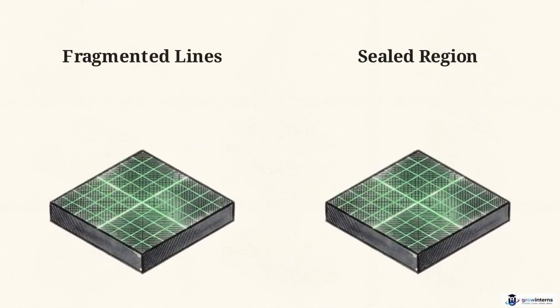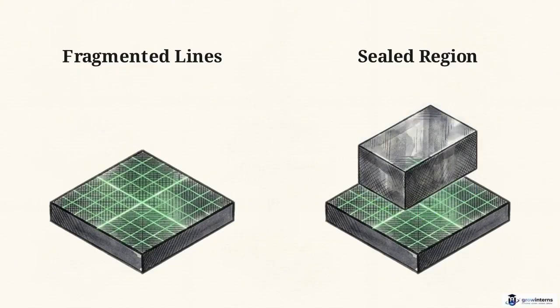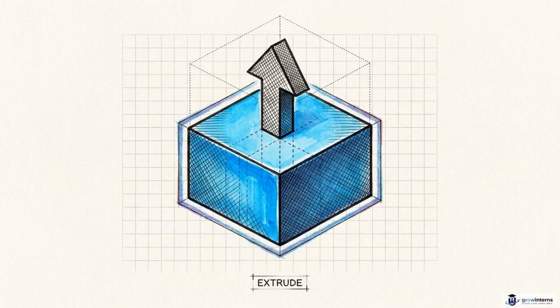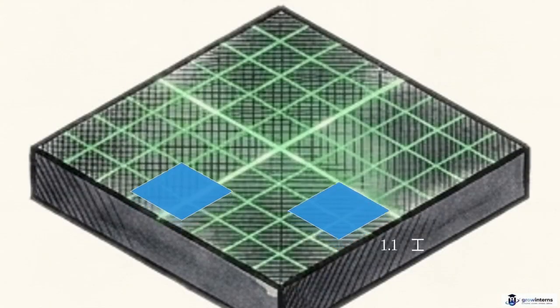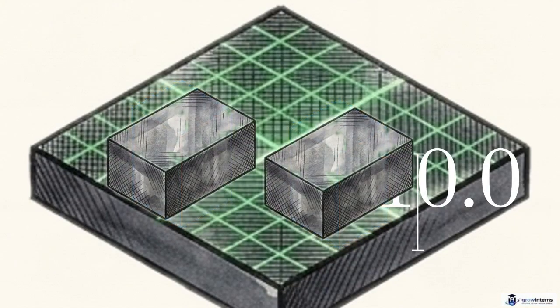This is a critical step. If you attempt to extrude fragmented lines, the software generates hollow wireframe shells. But when you lock those lines into a sealed region, the software fills the interior, creating dense, opaque blocks. Select the Extrude tool from your 3D menu. Click both of your regions, pull them upward along the Z-axis, type in 10 for your thickness, and hit Enter.